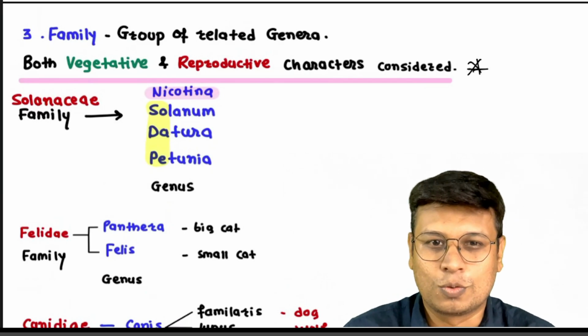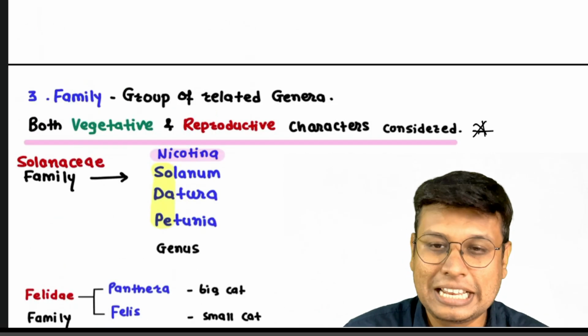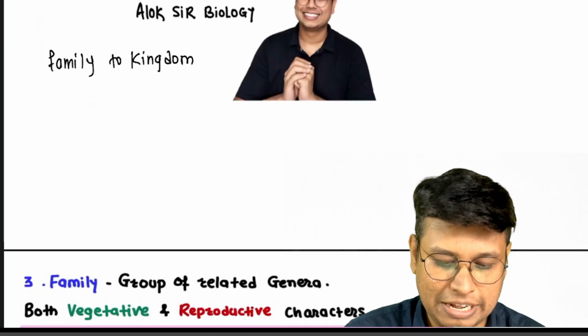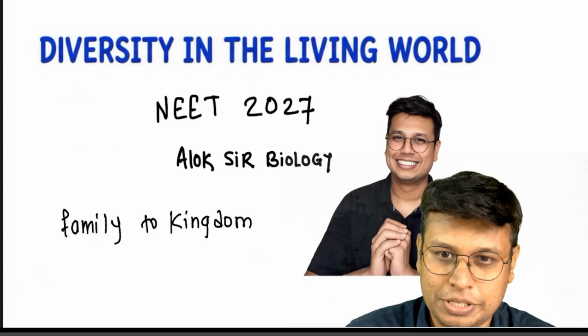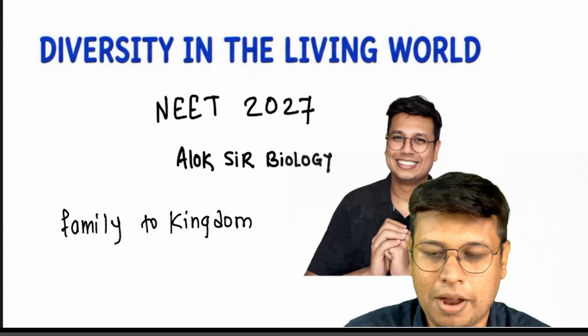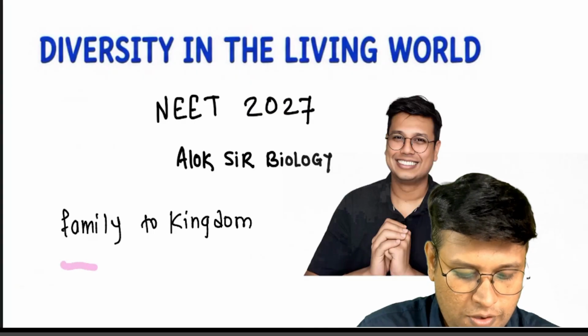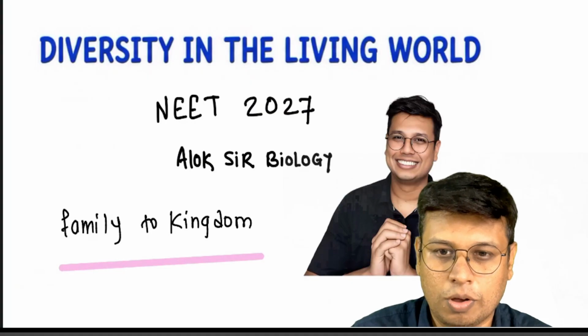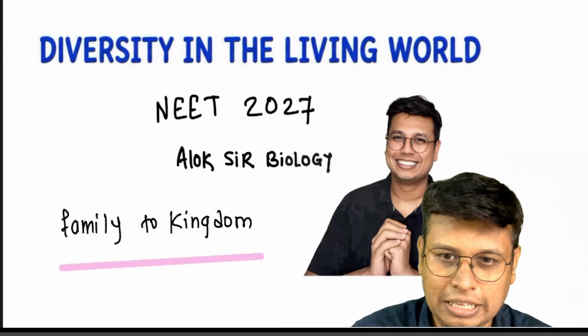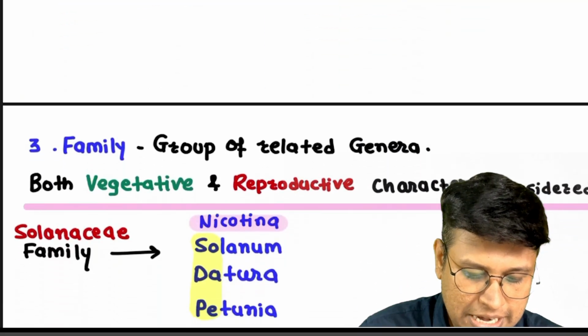Welcome students to the next lecture of Diversity in the Living World, the first chapter of the living world. We have completed the introductory part, from the starting point to species and genus. Now we are focused on family to kingdom, which is part 2 and will end the living world.